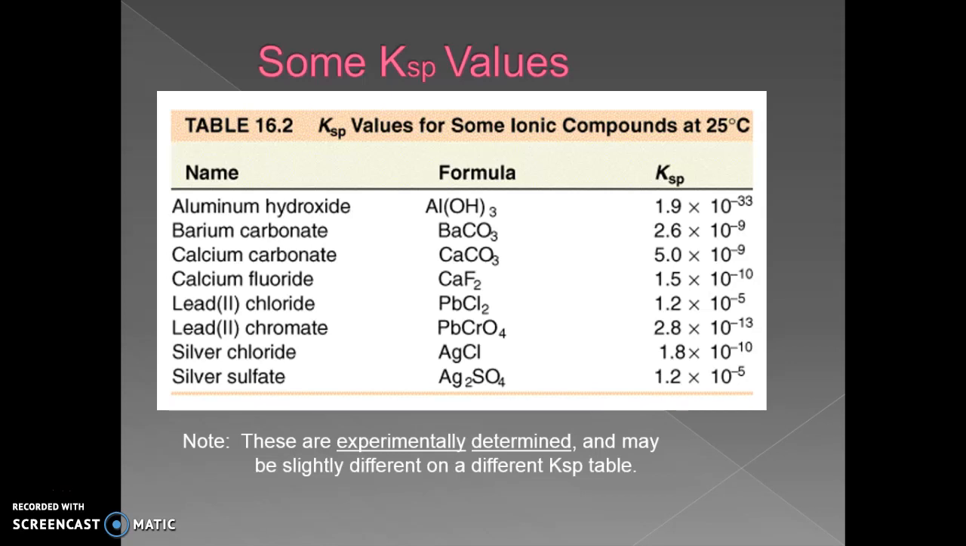Notice that aluminum hydroxide is very insoluble because it's got a very small Ksp, as opposed to something like lead(II) chloride or silver sulfate, which is listed in the solubility rules that we've seen before as slightly soluble or moderately soluble, because it's got a reasonably large Ksp. For something that's completely soluble, or very, very soluble, the Ksp is going to be even higher.